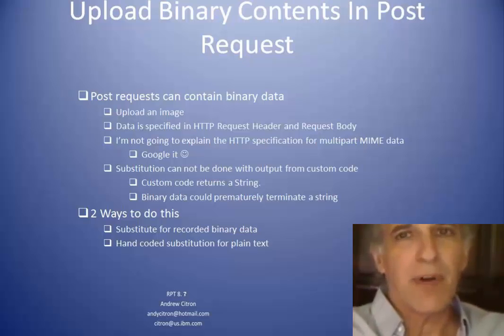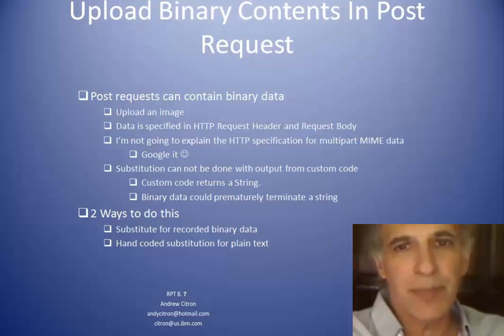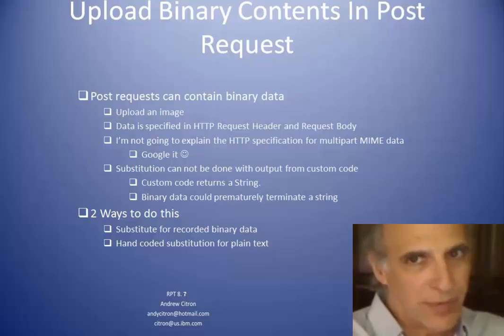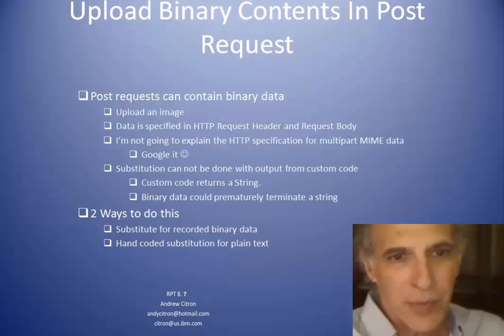But the key thing for RPT, Rational Performance Tester, is that substitution of binary data cannot be done with output from custom code, because custom code returns a string. And binary data could contain zeros, hex zeros, which terminate a string. So reading a file and returning it from custom code is not going to work.